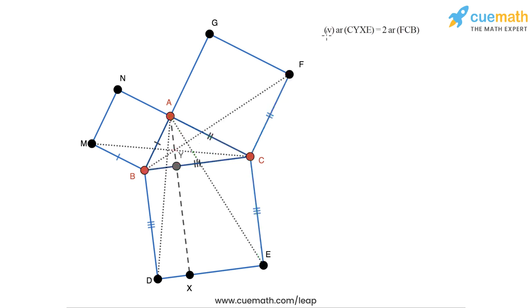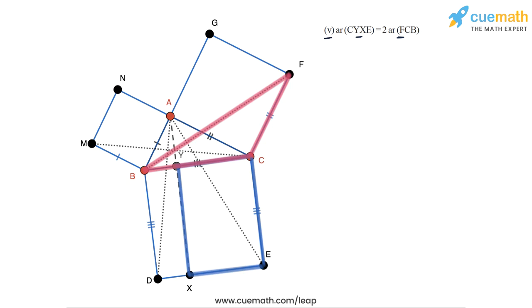Coming to part 5, this is again very similar to part 2. In part 5, we have to prove that the area of CYXE is twice the area of triangle FCB. CYXE is this rectangle, and it is a rectangle for the same reason that BYXD was a rectangle. This is a parallelogram in which all angles are 90, and we have to show that the area of this rectangle CYXE is twice the area of triangle FCB, which is this triangle.